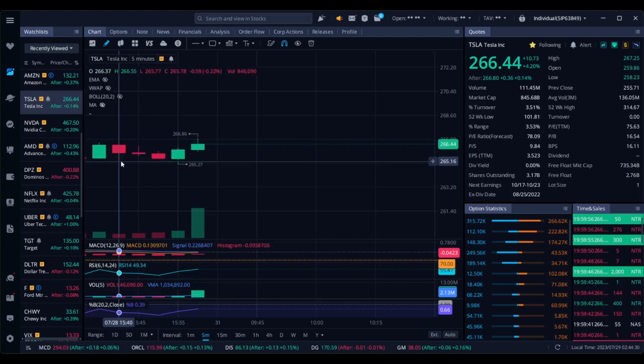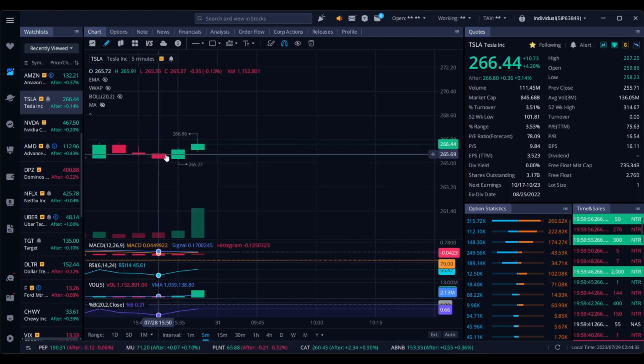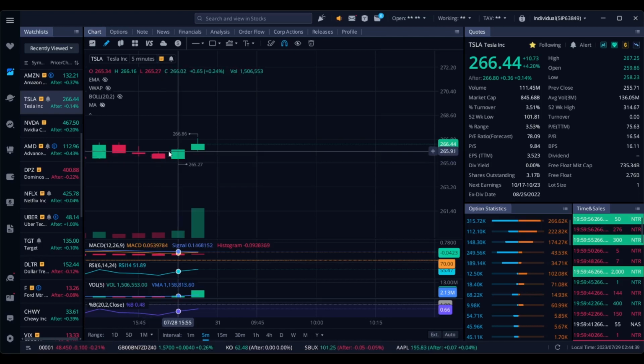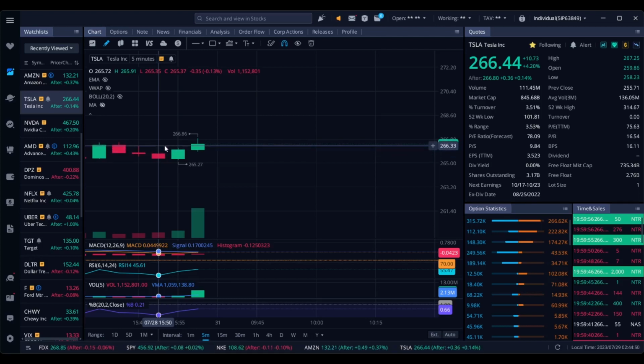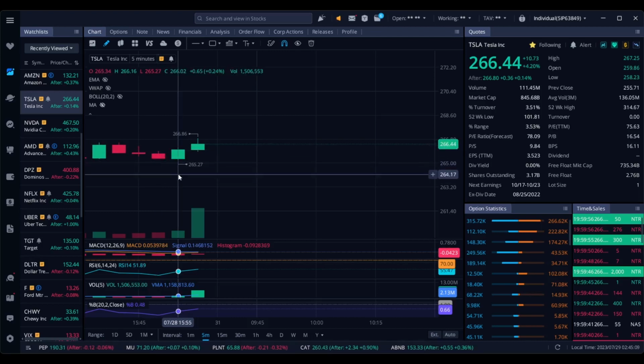So in a red candlestick, price opens here. The highest it goes is here. And then the lowest it goes is here. And then it closes right here. So it closed lower than it opened. The open is here. The close is here. This is the highest the stock was, the top of the wick. And this is the lowest it was, the bottom of the wick.